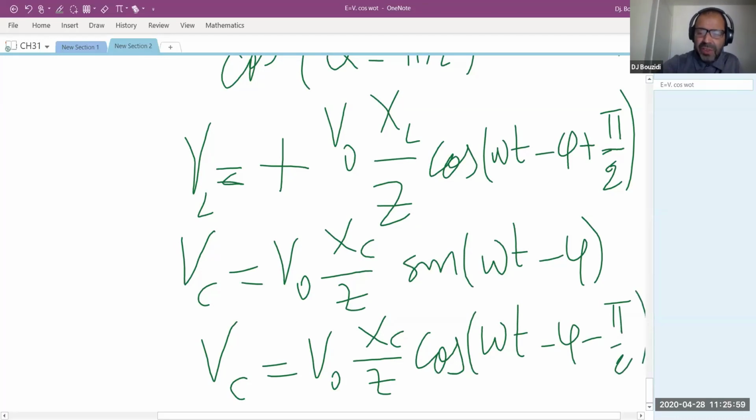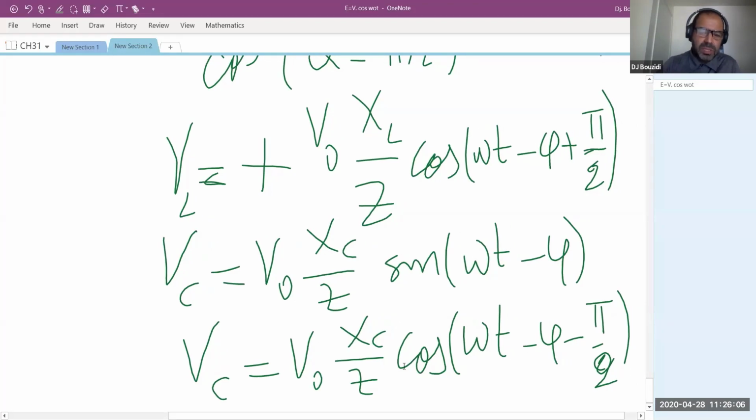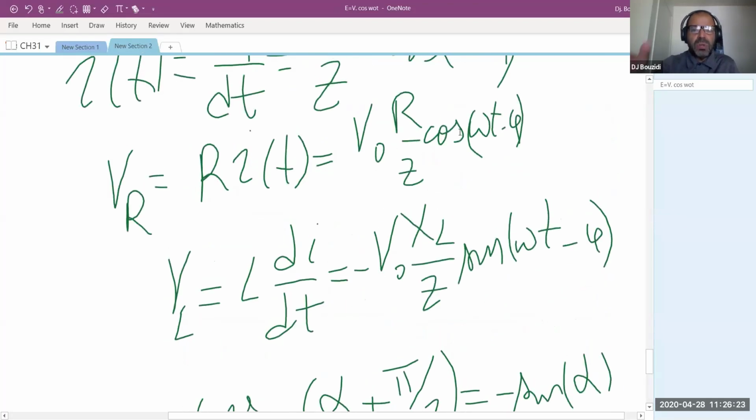We wanted everything in cos because of the following reason, and I will tell you why. VC now is something times the cos of some big phase in here, omega t minus pi over 2. VL is also something in here times cos of something, which is omega t minus pi over 2. VR also is something in here times cosine of something, which is omega t minus phi. So two of them have either a positive pi over 2 or a negative pi over 2, and one of them does not. But all of them are cosine.